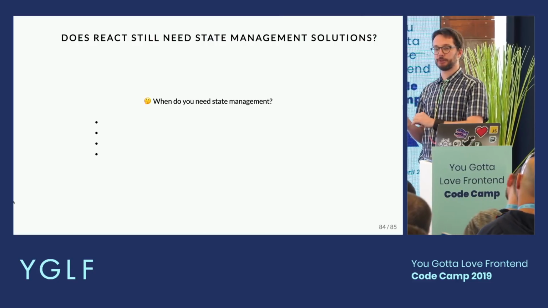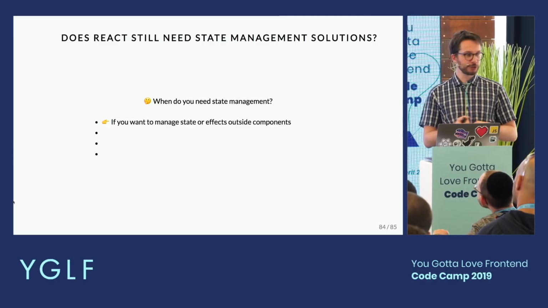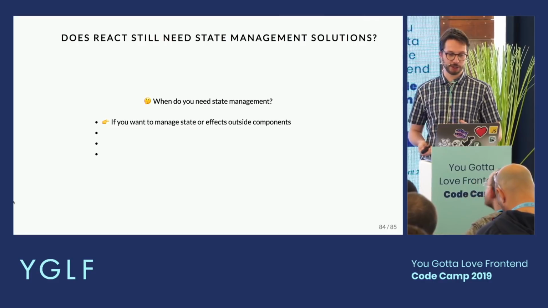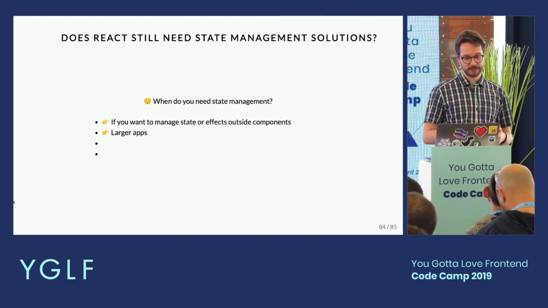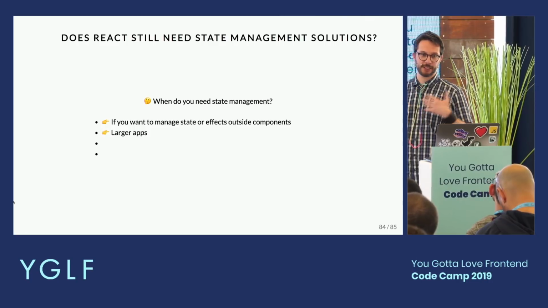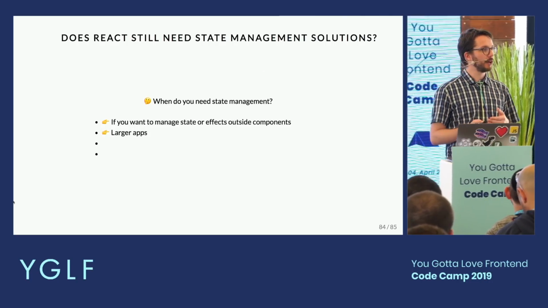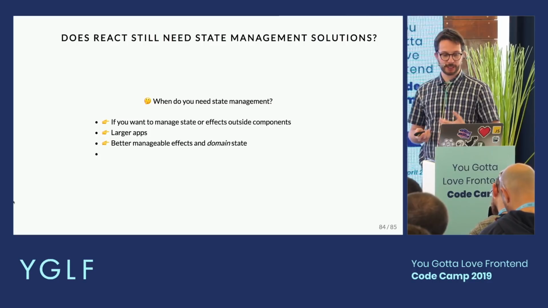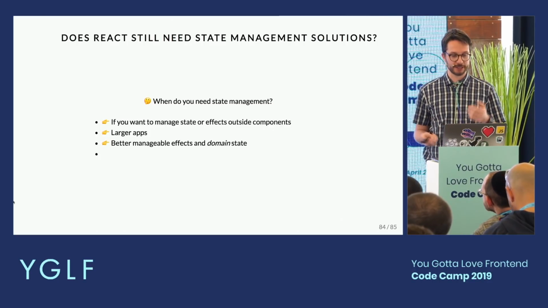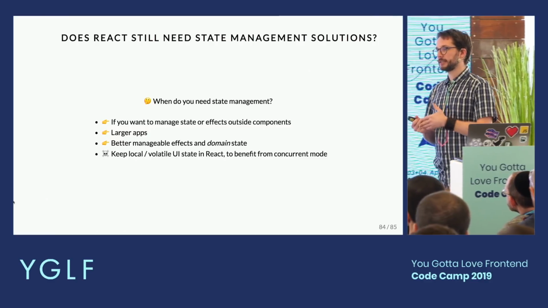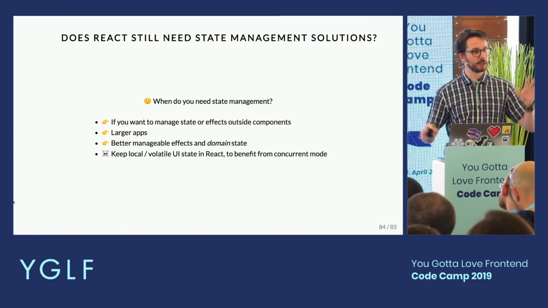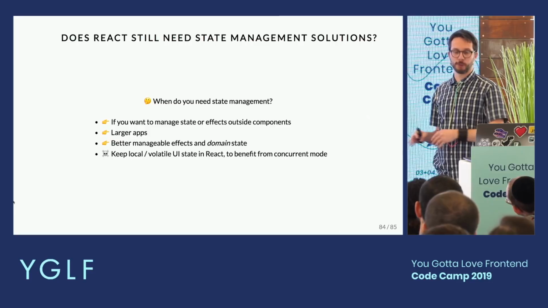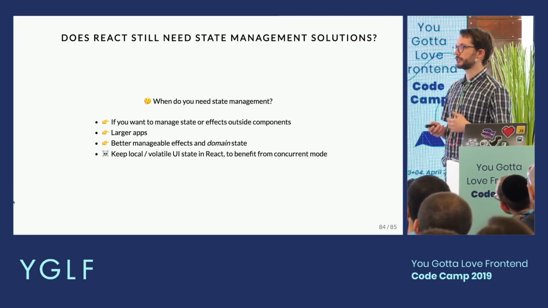So when do you need state management? When is it useful? First of all, the primary use case is being able to manage state outside your component tree. When is that relevant? When you have larger, more complicated apps where state is used in many different places or in different settings. Because of the decoupling, it makes both the effects and the domain state better manageable and more testable. There is, of course, in any application also the more volatile UI-only state, like a selection in a radio button list. Do keep that in your components, then you can benefit from React features that improve that in the future.